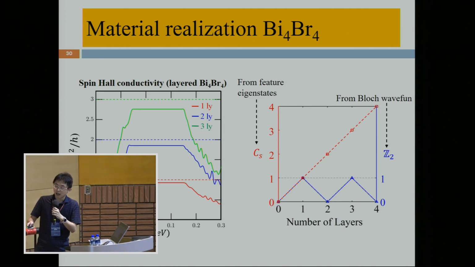And this high spin-Chern number state must be understood from the spin-Chern number calculated from the feature spectrum topology. Because if we follow the typical process and calculate the Z2 index, the topological invariant number, we found it oscillates, not increasing linearly.